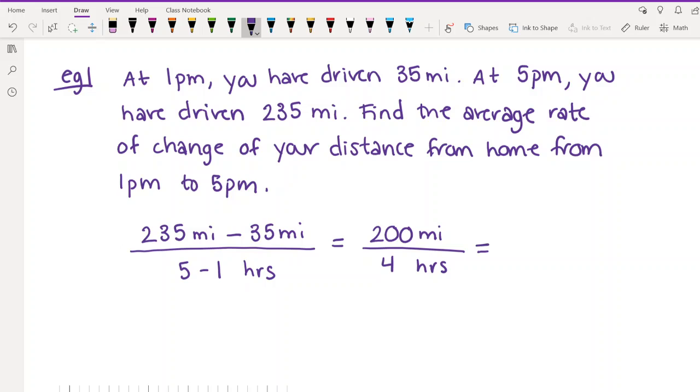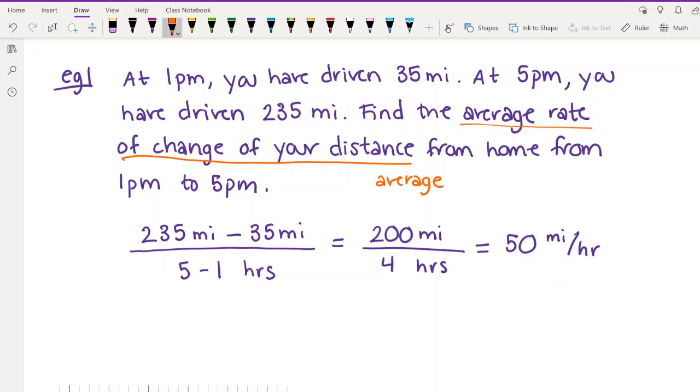And so once again, we can simplify this, right? This simplifies to 50. And then what are our units? Well, they're miles per hour. And so that helps us understand what we are actually calculating here. What's the average rate of change of your distance? Another word for that would be your average speed, right? If you think about it, speed is really measuring, like miles per hour is measuring how much distance is covered in a certain amount of time.